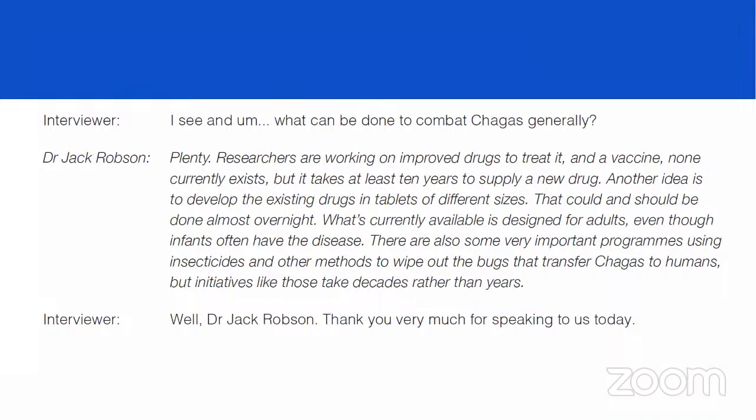Now you can see here. And what can be done? Action plan. What can be done to combat Chagas generally? What can be done? Action plan. So short term, long term, right? Now let us see here.